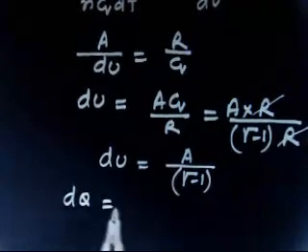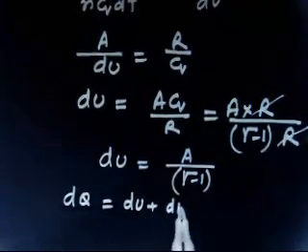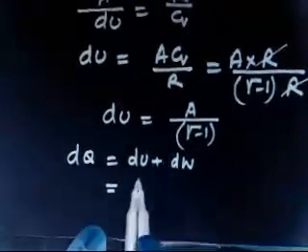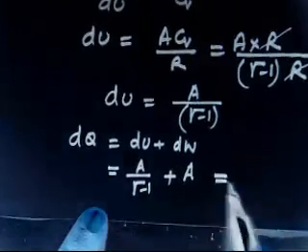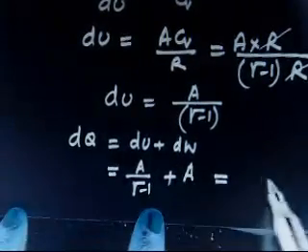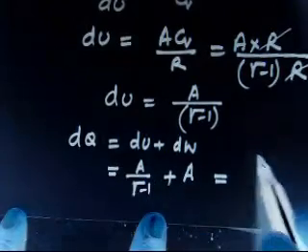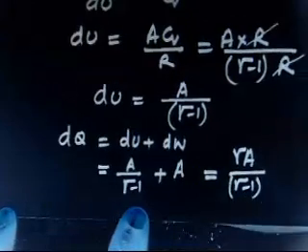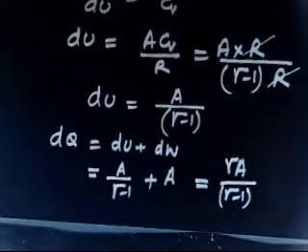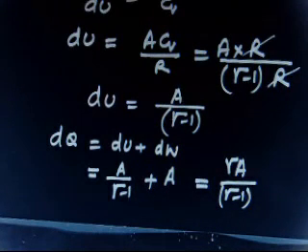dQ equals dU plus dW. dU is A by gamma minus 1 and dW is A. So you will have A common, and on summation you will have A into gamma by gamma minus 1. So this will be the amount of heat that is required in this process to perform work A. Capital A is the amount of work done that has been performed by the gas, and that's why it is positive in sign. We'll discuss the next problem. I think all of you have copied this one. Easy problem.